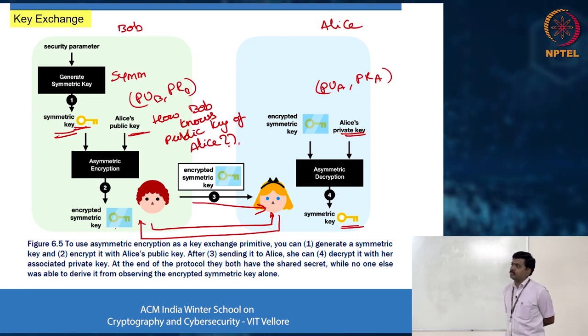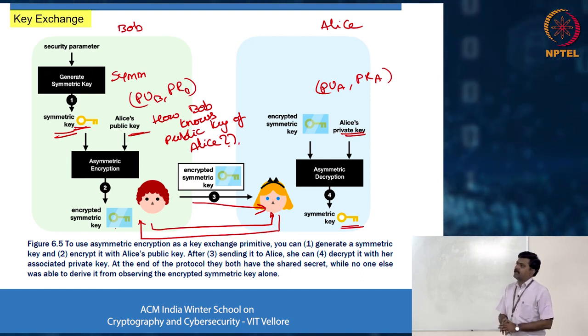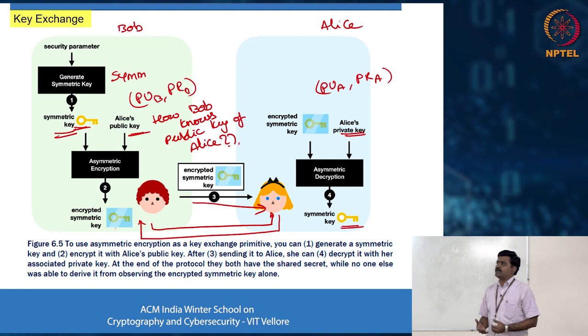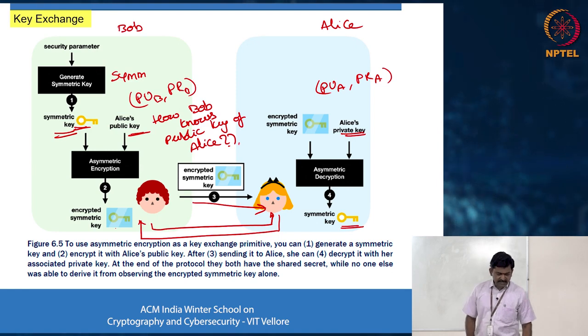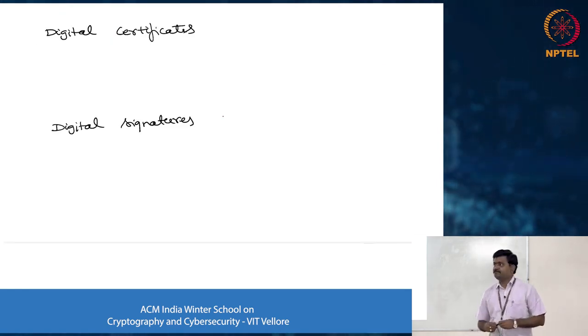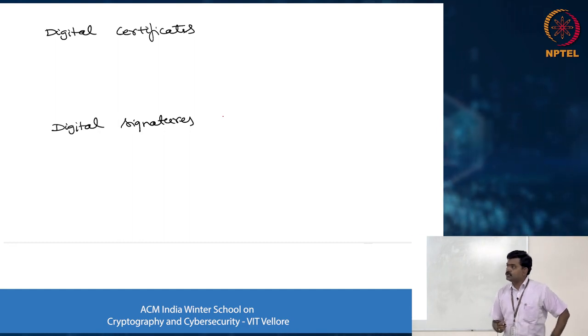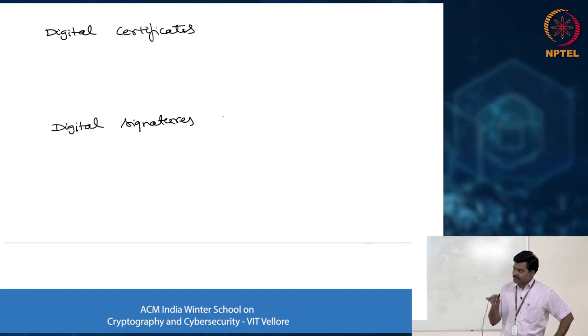Anybody can tamper with it, and what is the guarantee that the key I got as the public key of Alice is actually the public key of Alice? The integrity of that is not tampered. How do we know that? So that means we need some mechanism to know for sure that the public key I have received is actually the public key of that particular person.